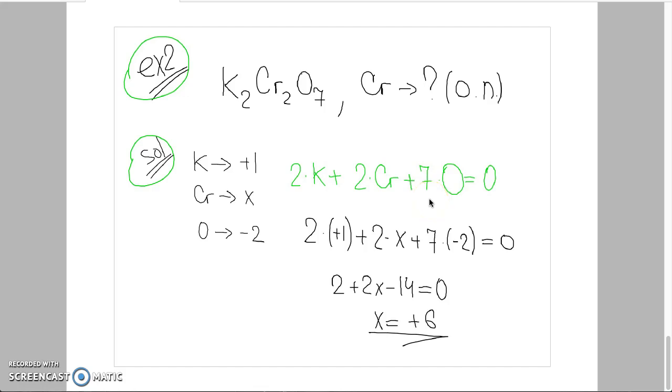And we have 7 oxygens, that's why we'll multiply oxygen's charge by 7. And the sum of all of these charges needs to be 0. When we solve this equation, we will find out that X is equal to +6. This means that the oxidation number of chromium in this compound is +6.